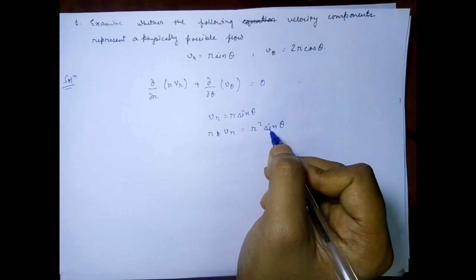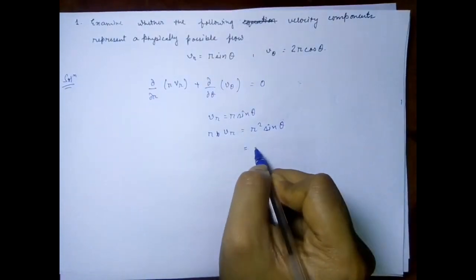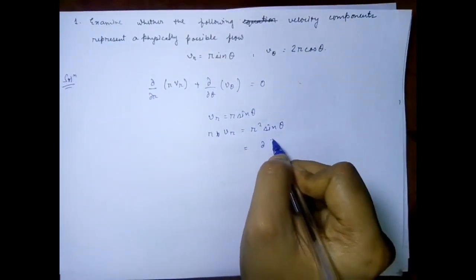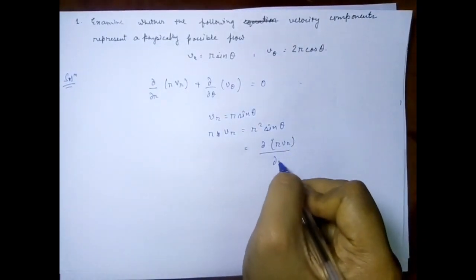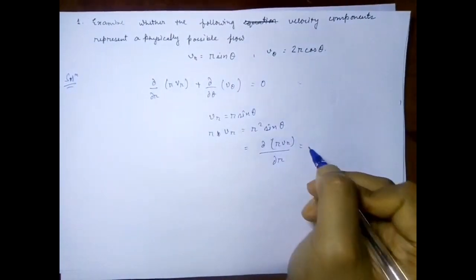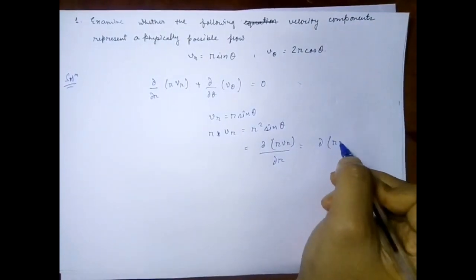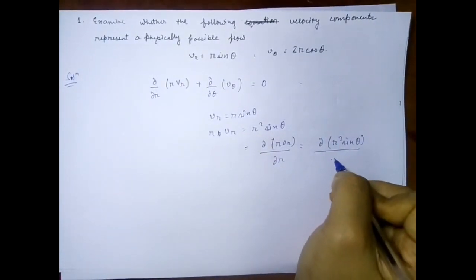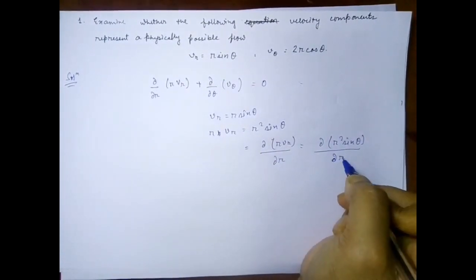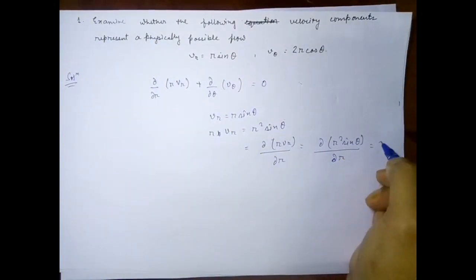And if we differentiate with respect to r, we will get del (r V_r) with respect to r. It will be only del (r² sin theta) with respect to del r, and it will be 2r sin theta.